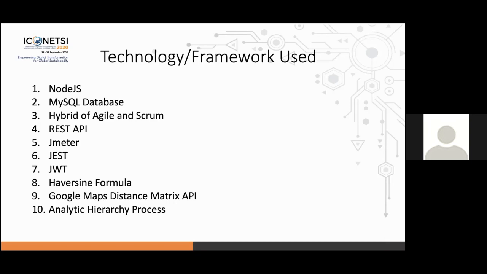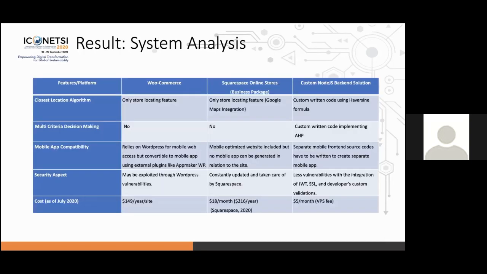And we use the Google Maps Distance Matrix API, although due to the limitation of financial resources, we're not able to use this as a deployment solution. So we just use the Google Maps Distance Matrix API to test the system. And of course, the analytic hierarchy process to allow us to perform the multi-criteria decision making. Or at least that's the hypothesis for now.